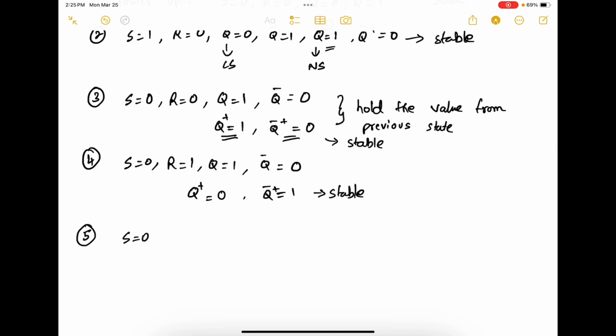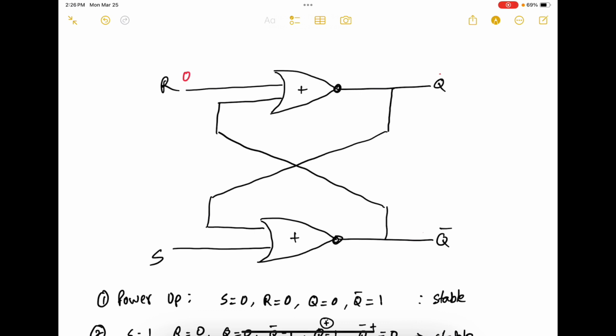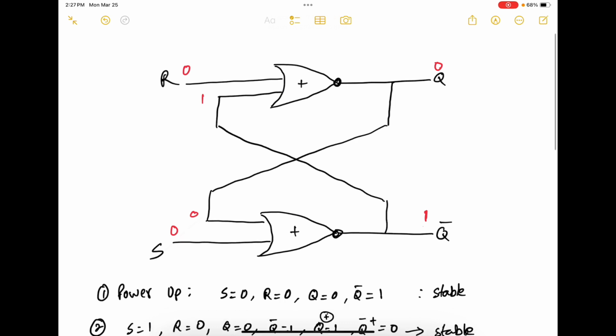Let's say we have s equals to 0. I change r equals to 0. So q equals to 0 and q prime equals to 1. So what are q plus and q prime plus? Let's figure it out. We have r equals to 0, s equals to 0, q equals to 0, and q prime is 1. So this one goes all the way up here. So 1 nor 0 is a 0. That's fine. This 0 comes all the way down. 0 nor 0 is a 1. That's fine. This one goes back here. Again, it's going to be stable.